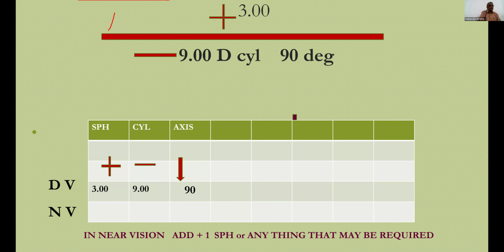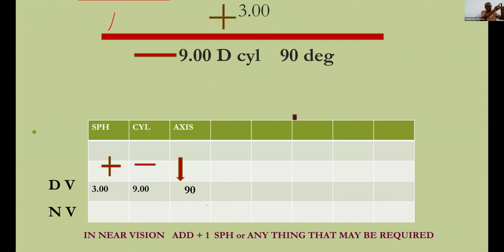Plus 3, previous slide, minus 9. Understand now? Now you see, plus 3, minus 9, 90. You have understood now? This is what the prescription form is. That means you have to write this prescription form also.